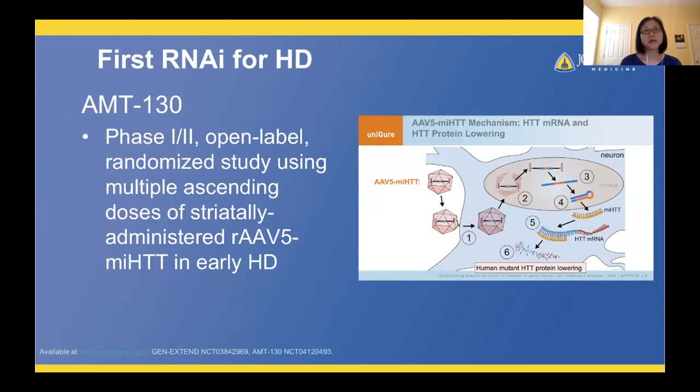And this is the first RNAi that's in clinical trials for HD. It's called AMT-130. This is a phase 1/2 open label study, and it's randomized to either sham surgery or receiving the drug striatally. And this particular drug is using recombinant AAV5 combined with microRNA in early HD.